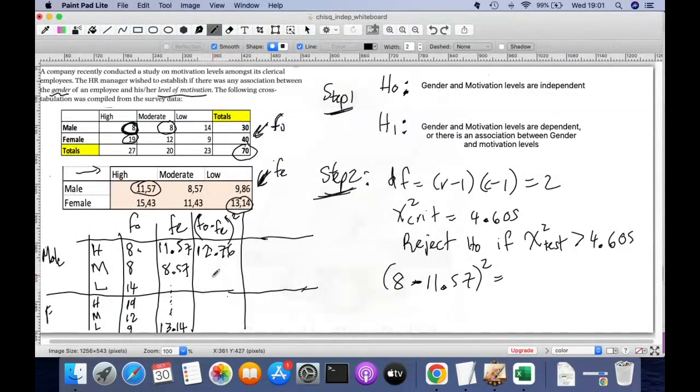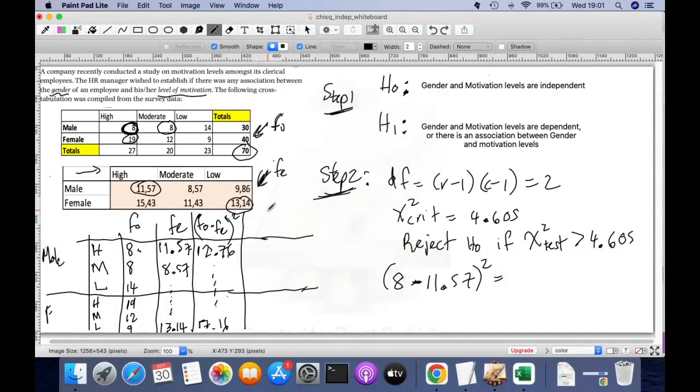I need to do that for each and every single value. You subtract these two values and you square it. If you do that for all of them, the last value you should get is 17.16. Yeah, close enough. You do that for all of it. Now there's one more column I need to calculate, and this last one is actually pretty simple.